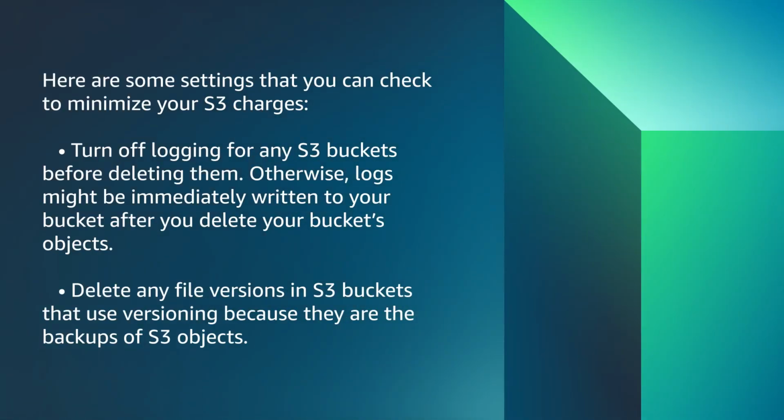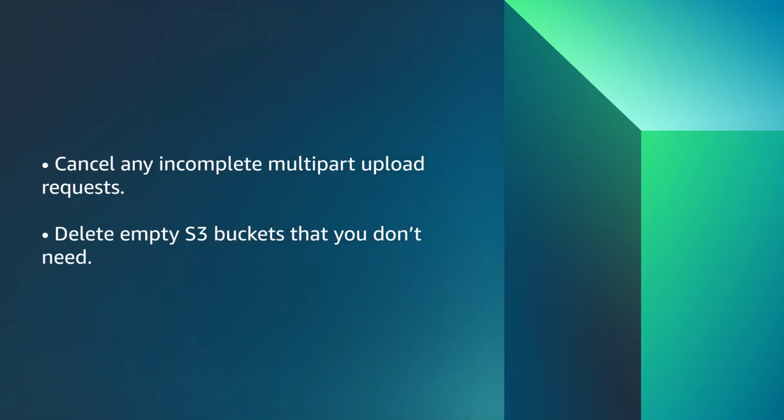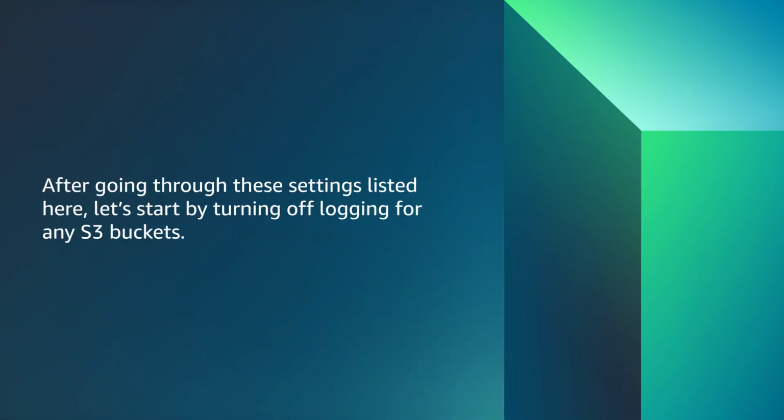Turn off logging for any S3 buckets before deleting them. Otherwise, logs might be immediately written to your bucket after you delete your bucket's objects. Delete any file versions in S3 buckets that use versioning because they are backups of S3 objects. Cancel any incomplete multipart upload requests. Delete empty S3 buckets that you don't need. After going through these settings listed here, let's start by turning off logging for any S3 buckets.